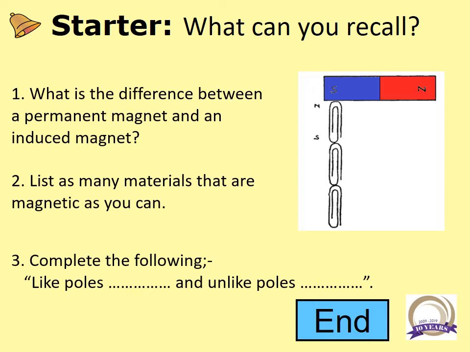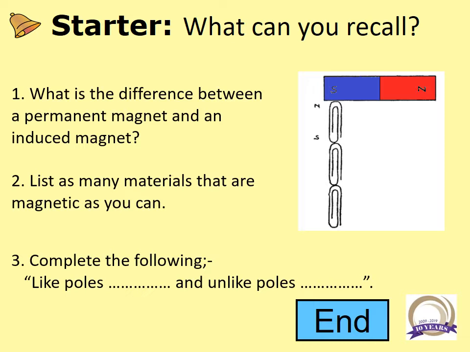So, question 1, what's the difference between a permanent magnet and an induced magnet? This refers to the diagram. Your permanent magnet is the magnet with the north and the south marked red and blue. That's a permanent magnet. It stays a magnet. It's always magnetic. But an induced magnet is a magnetic material that will become a magnet only when it's in the magnetic field, so when it's touching that magnet. So they're only magnetic for the period of time that they're next to the magnet.